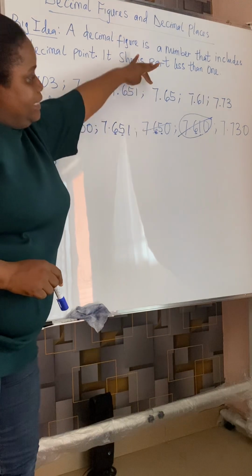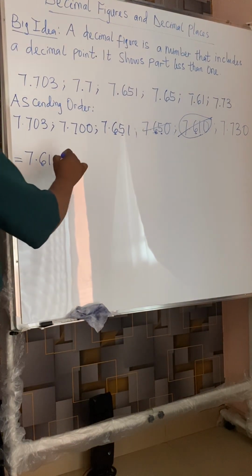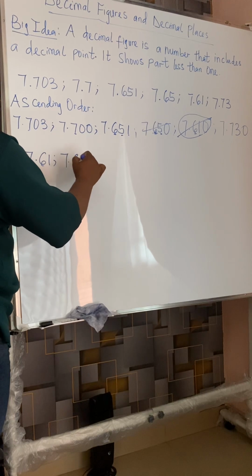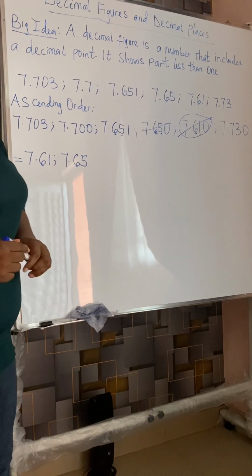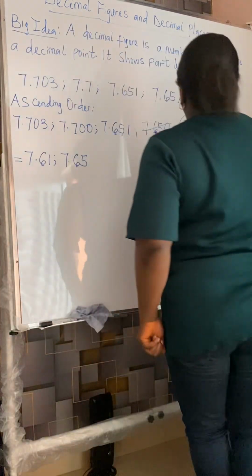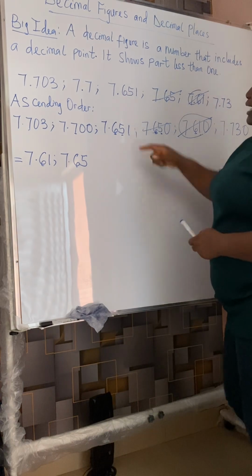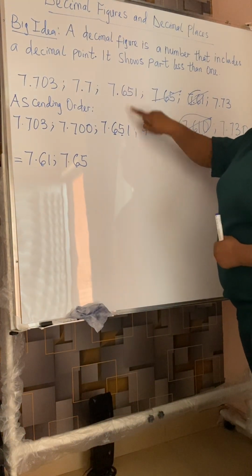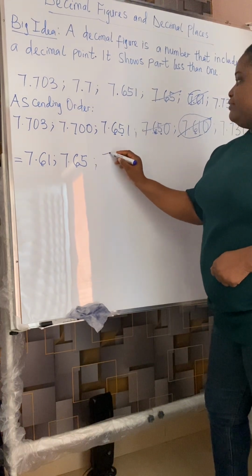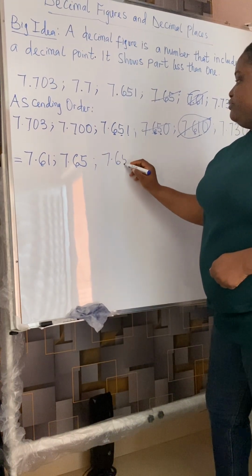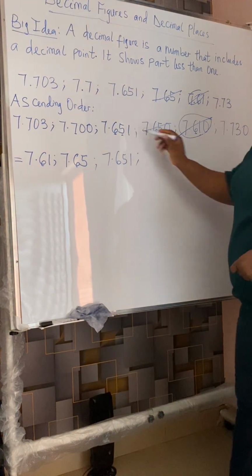See this number here, this is 7.65. Just stay with me. So I've identified this as the smallest, this as the second to smallest, and the third to the smallest is going to be this. Remember, aha! So this is 7.651. Okay, I'm crossing this.